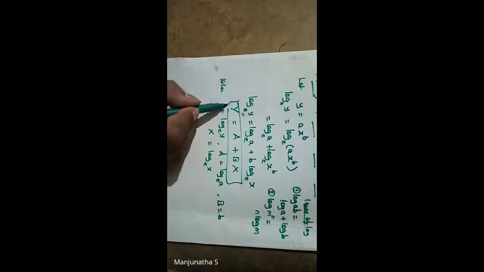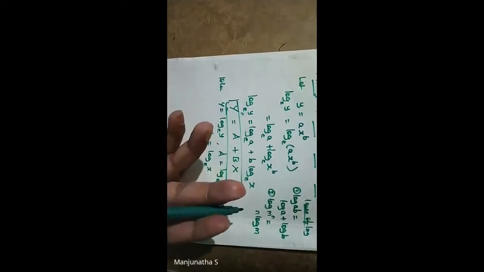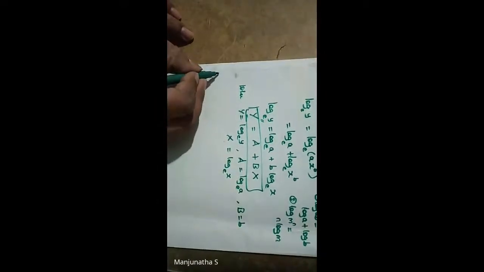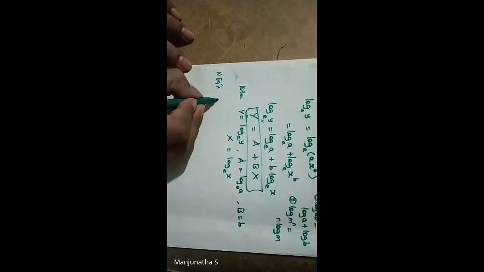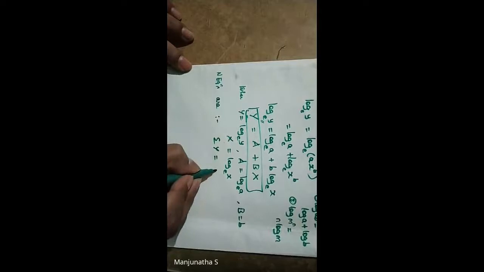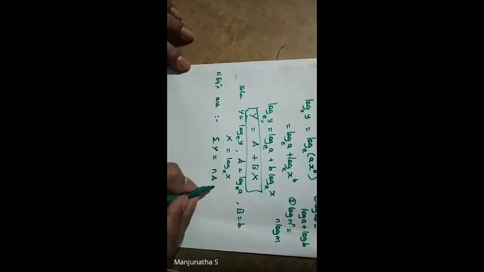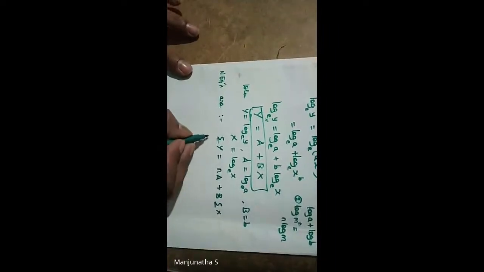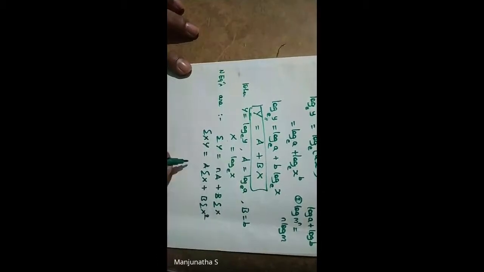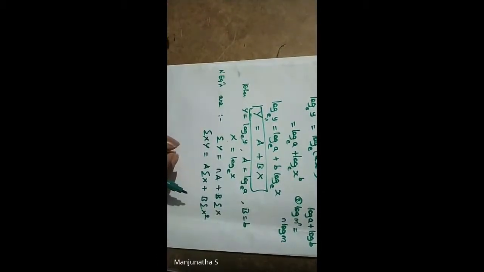So this curve represents a straight line, and we all know how to write the normal equations for a straight line. The normal equations are: summation Y is equal to n into A, because it is constant, plus B into summation X, where n is the number of entries, we all know. Similarly, when you multiply by X on both the sides, summation XY is equal to A into summation X plus B into summation X square. Okay, so this is nothing but the normal equations.